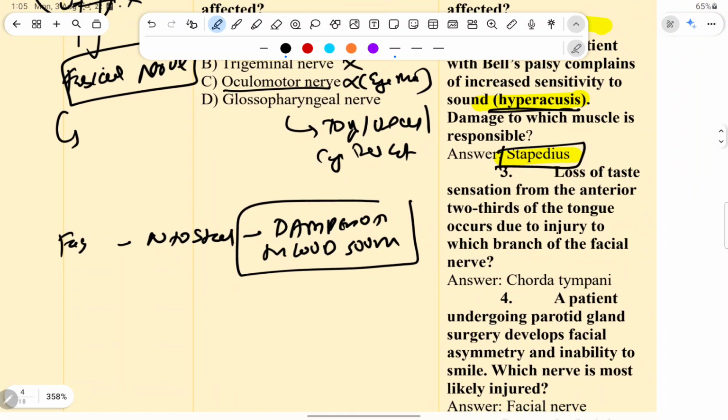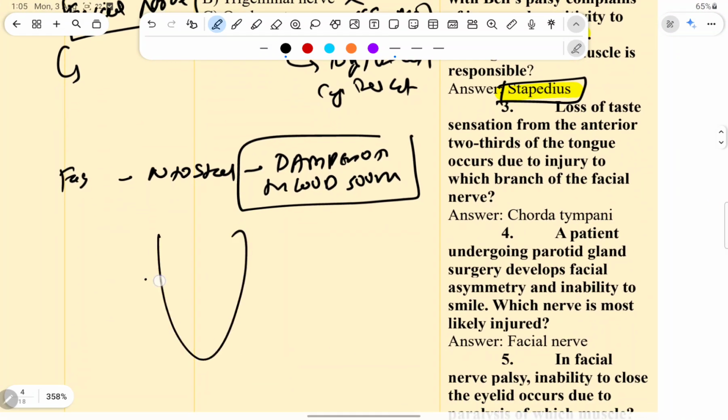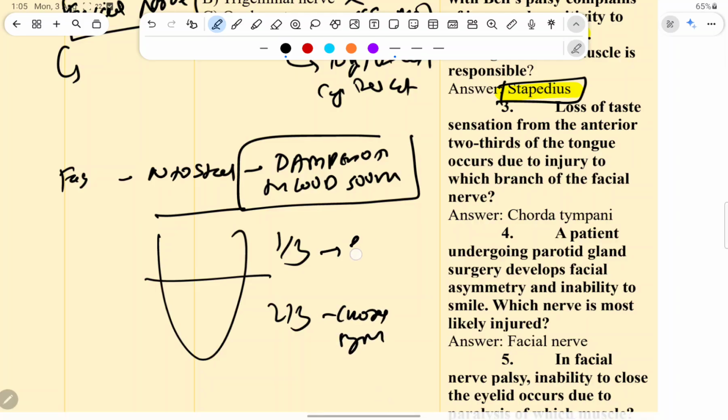Loss of taste sensation from the anterior 2/3 of the tongue. This is important. Anterior 2/3 is carried by the chorda tympani. Posterior 1/3 is carried by the glossopharyngeal, and the rest is carried by the vagus. This is due to injury of which branch of the facial nerve? The chorda tympani nerve.